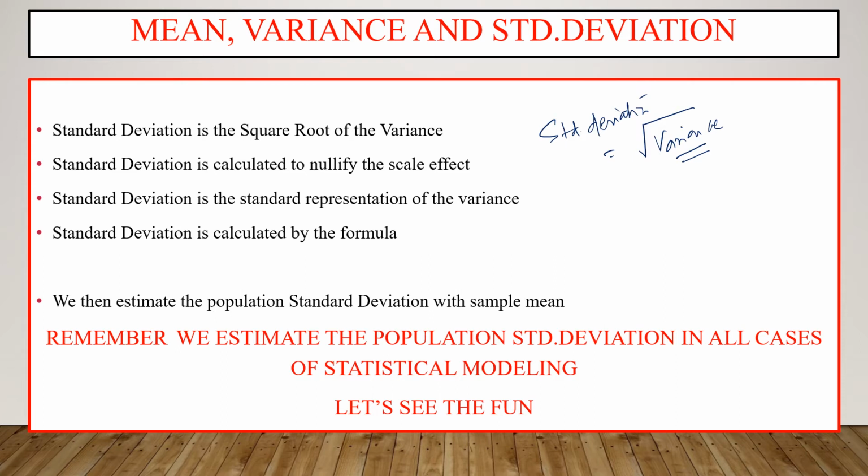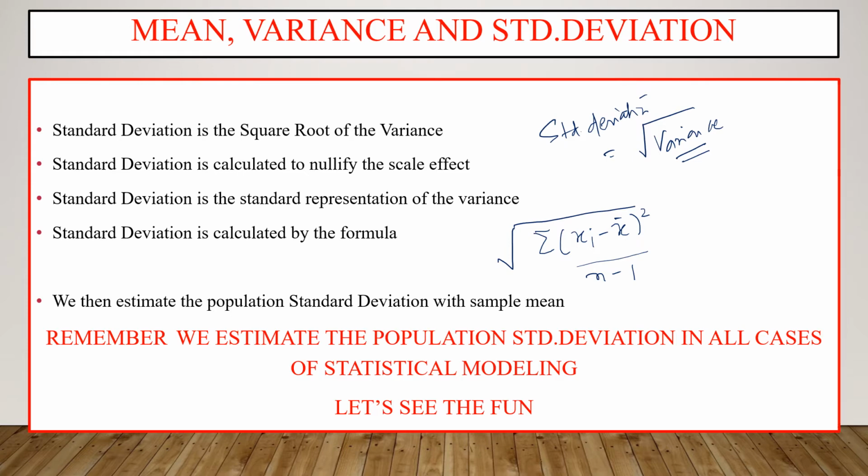Is it clear? Okay. Standard deviation is the standard representation of the variance. It is calculated by the same formula, only we have to add a square root. So we are adding a square root to the variance formula, xi minus x bar, if we are calculating it from the sample mean, and in that case we divide it by n minus 1. Now if it is an estimation of standard deviation.